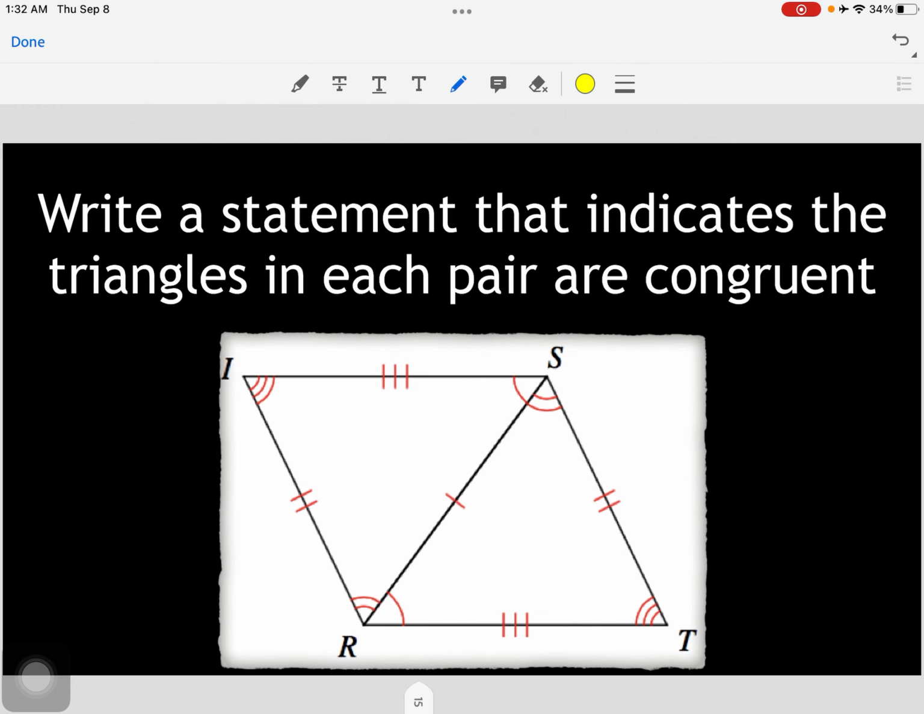Next. So for this one, it's the same thing. I just want to write it in alphabetical order. So I'm writing it as triangle IRS. And can you try to figure out what's the second triangle? So that's correct. It's triangle T because they have 3 tick marks, and then S because they have 2 tick marks, and R because they both have 1 tick mark.